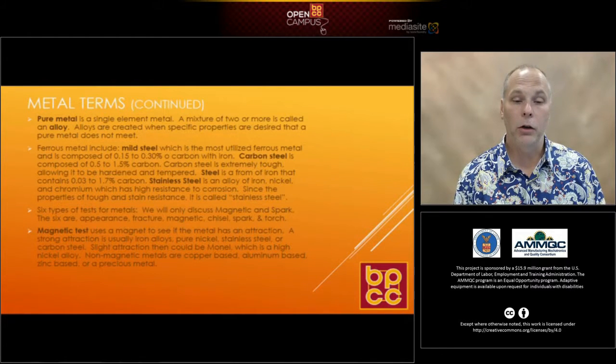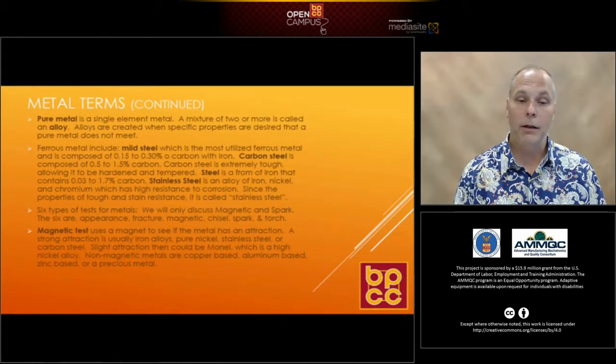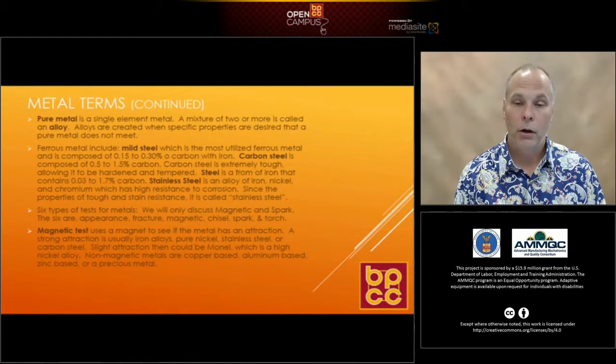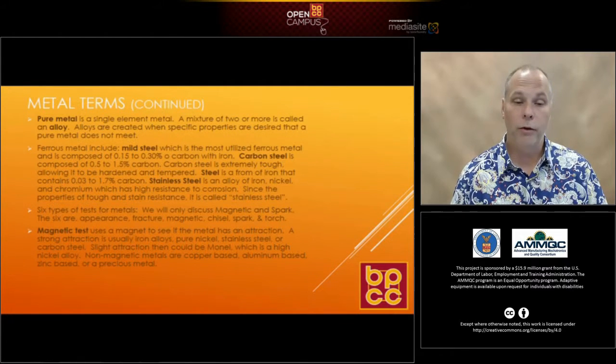Ferrous metals can include mild steel, which is the most utilized ferrous metal. It is composed of 0.15 to 0.3% carbon. That is not 15%, that is 0.15%. That's a very small amount of carbon with iron. Then you have carbon steel, which has a little bit more carbon, 0.5 to 1.5%. Carbon steel is extremely tough, allowing it to be hardened and tempered. Steel, which is a form of iron, contains somewhere between 0.03 to 1.7% carbon. The generic, common term steel falls into that range.